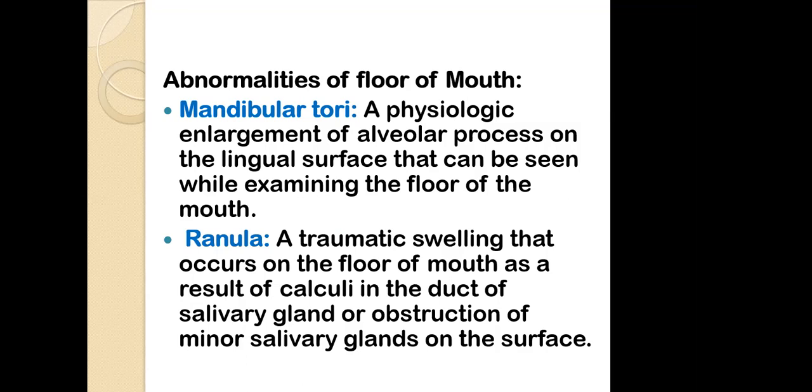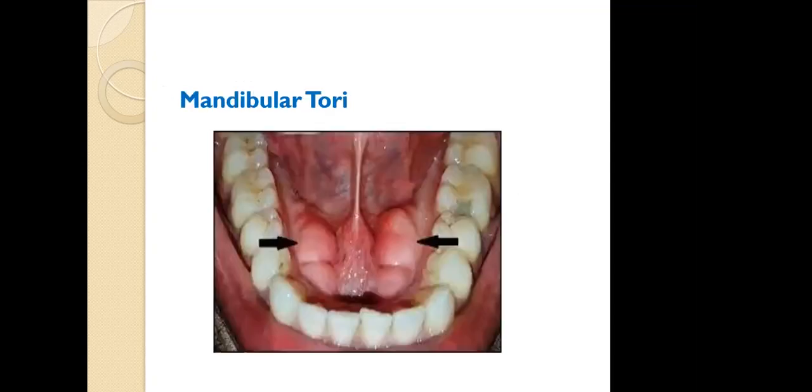There is also a ranula, which you can see in the floor of the mouth. This is a swelling that occurs on the floor of the mouth as a result of calculi in the duct of the salivary gland or obstruction of minor salivary glands on the surface. What we are seeing here are the mandibular tori, and you can see where they are coming from, the alveolar process. The mucosa is usually normal, unless something has traumatized it.